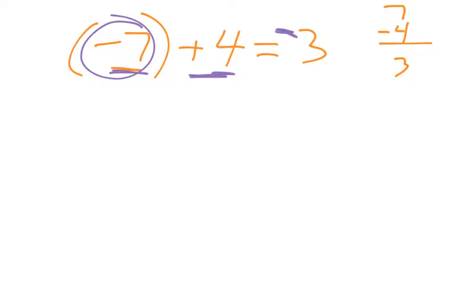Let's look at another example. Let's say we have, and usually I'll put negative numbers in parentheses, 6 plus a negative 23. Okay? So we subtract the larger number excluding sign minus the smaller.